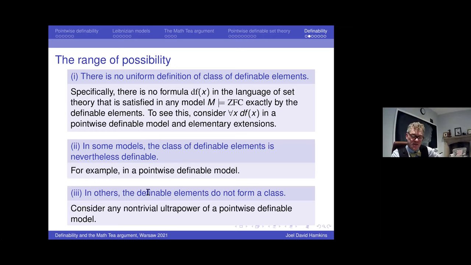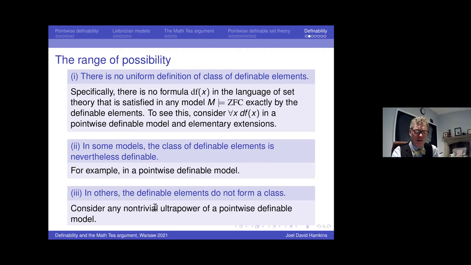So in other cases, the definable elements do not necessarily form a class. For example, if you start with a pointwise definable model and then take an ultrapower of that model, then the definable elements of the ultrapower will just be the range of the ultrapower map, but that's never definable inside a non-trivial ultrapower. So therefore, that's a case where the definable elements are not definable as a class.